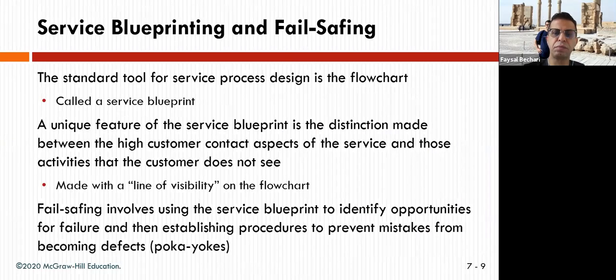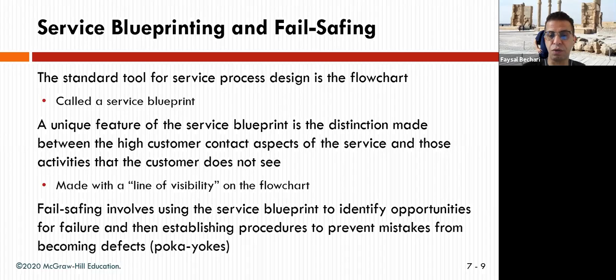Now, when you create a service, before that there is a service blueprint, which is the flow chart of how the service is happening, and where things might go wrong, and what you're supposed to do if this goes wrong, which is called fail saving. So the standard tool for the service process design is a flow chart, which is called a blueprint. So in the flow chart, you see how the service is moving.